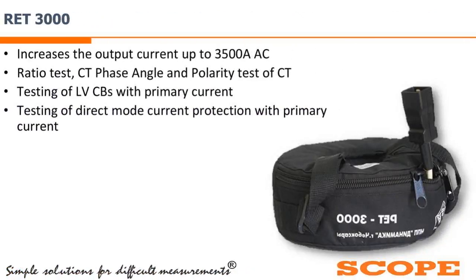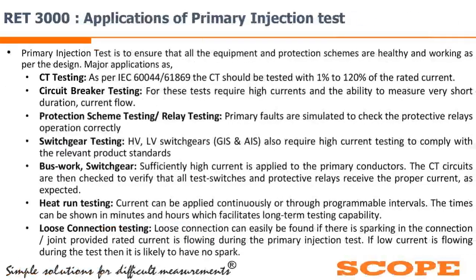Next one is the RAT 3000. As I said, this accessory will be useful to conduct primary current injection tests. Majorly, the applications of primary current injection, as everyone is aware, are for CT testing. CT testing is recommended by IEC 61869. CT should be tested with 1% to 120% of rated current.